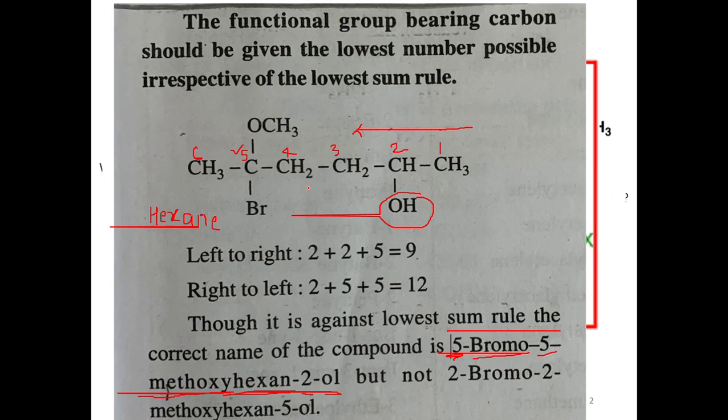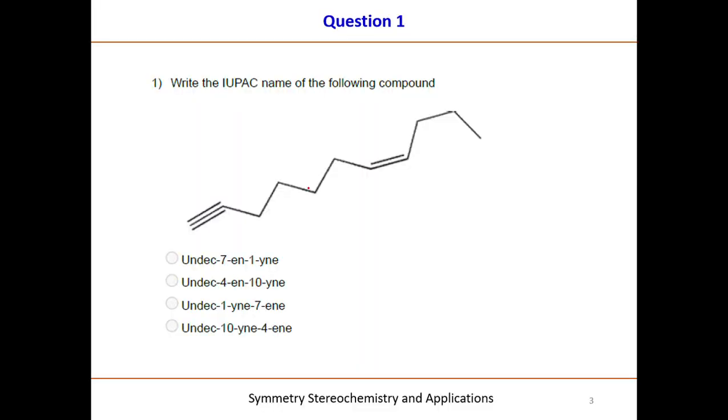Now let's move to the next example. This is your previous year assignment question. We will discuss it here. This is the first question. Write the IUPAC name of the following compound. So here you have to find out the longest linear carbon chain or parent chain. So anyone, which is your longest linear chain?